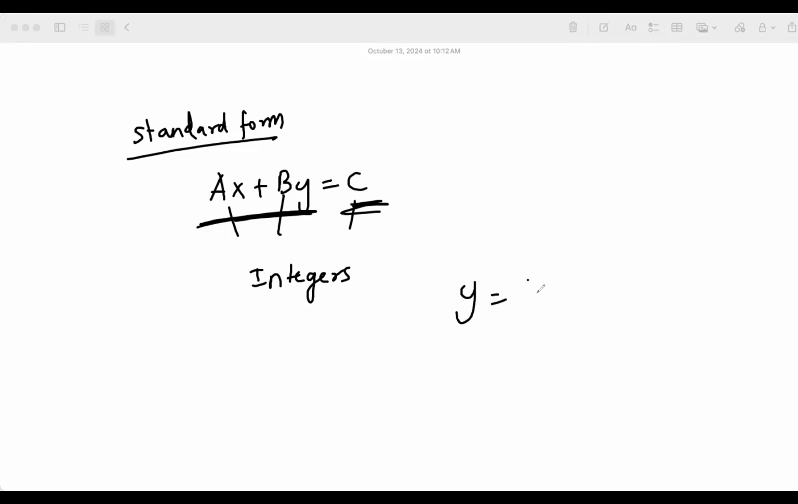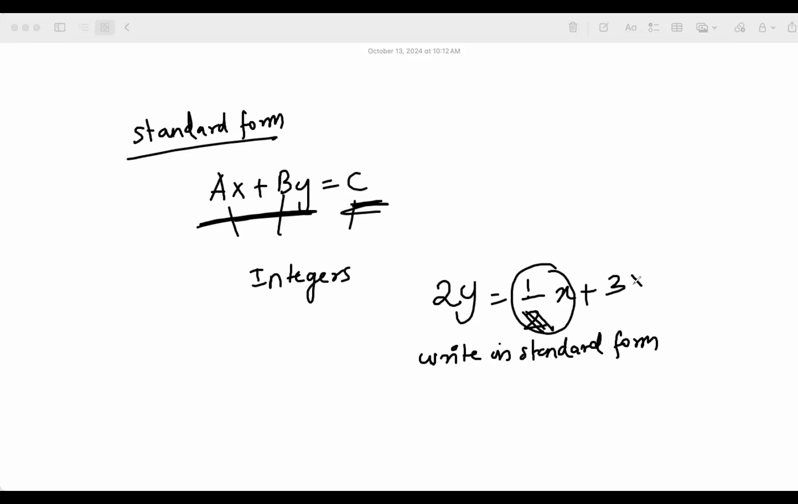Suppose this is the equation of a line. Write in standard form. How will you write in standard form? Write in standard form means constant alone should be on one side, and the coefficients should be integers. So what will I do? There's a fraction, right? Multiply the entire equation by 2. When you multiply this by 2, this term goes off, and this becomes 6. So 2y equal to x plus 6.